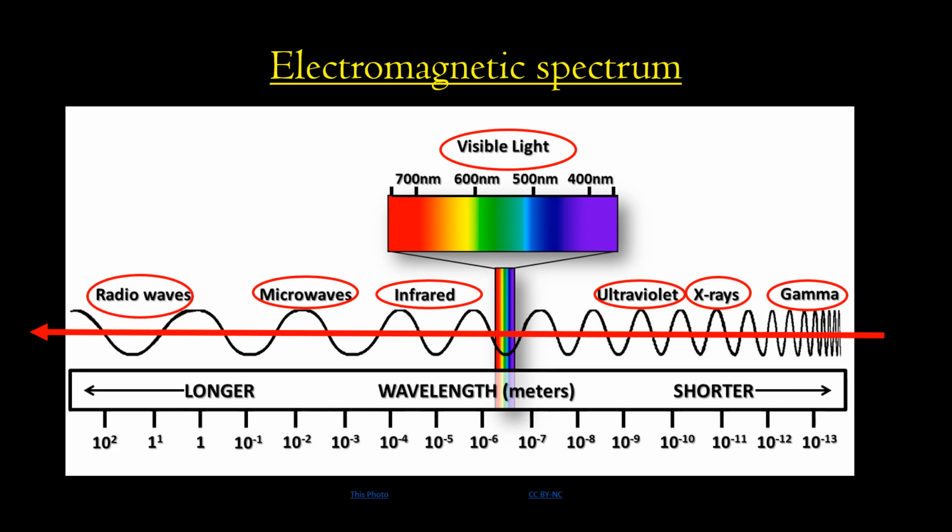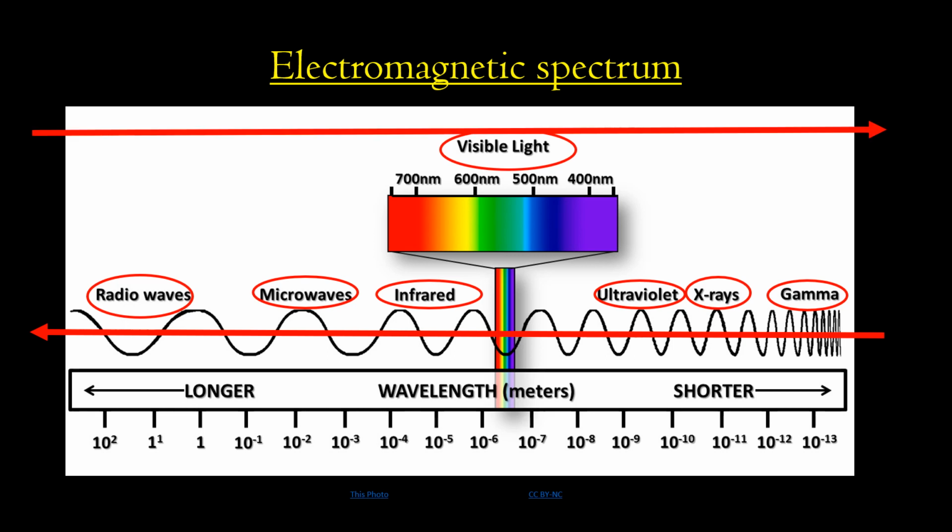Let's see how they are arranged in terms of frequency. The frequency increases as we move from left to right. This means radio waves at the far left of the spectrum have the lowest frequency. Gamma rays at the far right of the spectrum have the highest frequency. As we move from gamma rays to radio waves, the frequency decreases. And as we move from radio waves to gamma rays, the frequency increases.